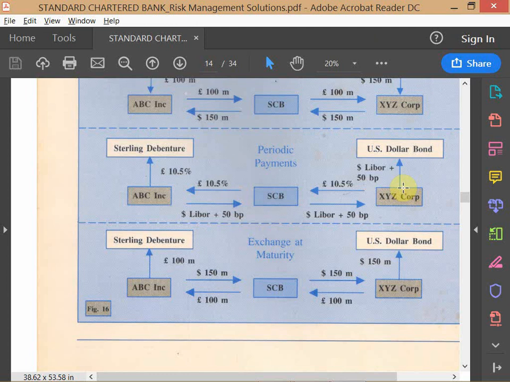Sonam, what are you drawing? IRS, you're drawing an IRS chart. So please concentrate on what is being taught in the class, okay?